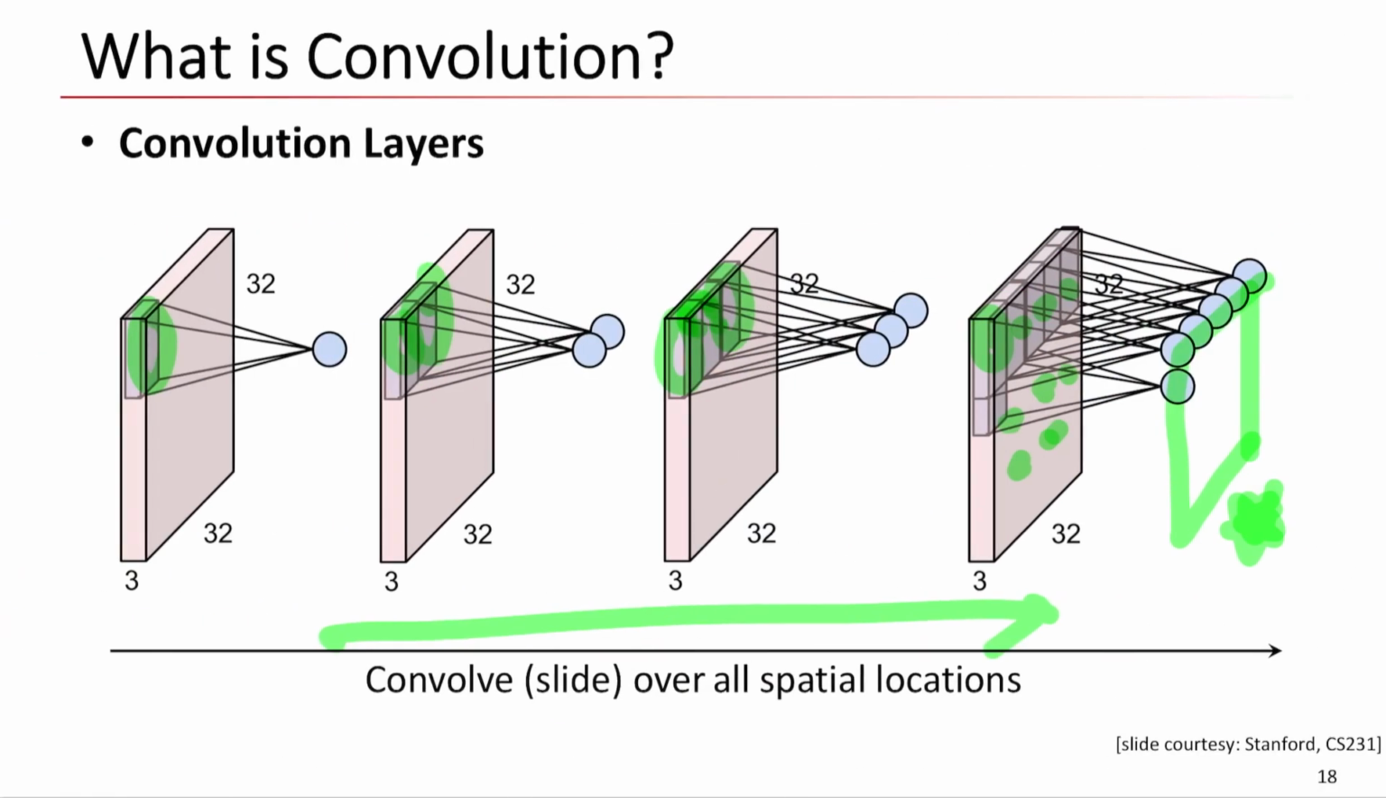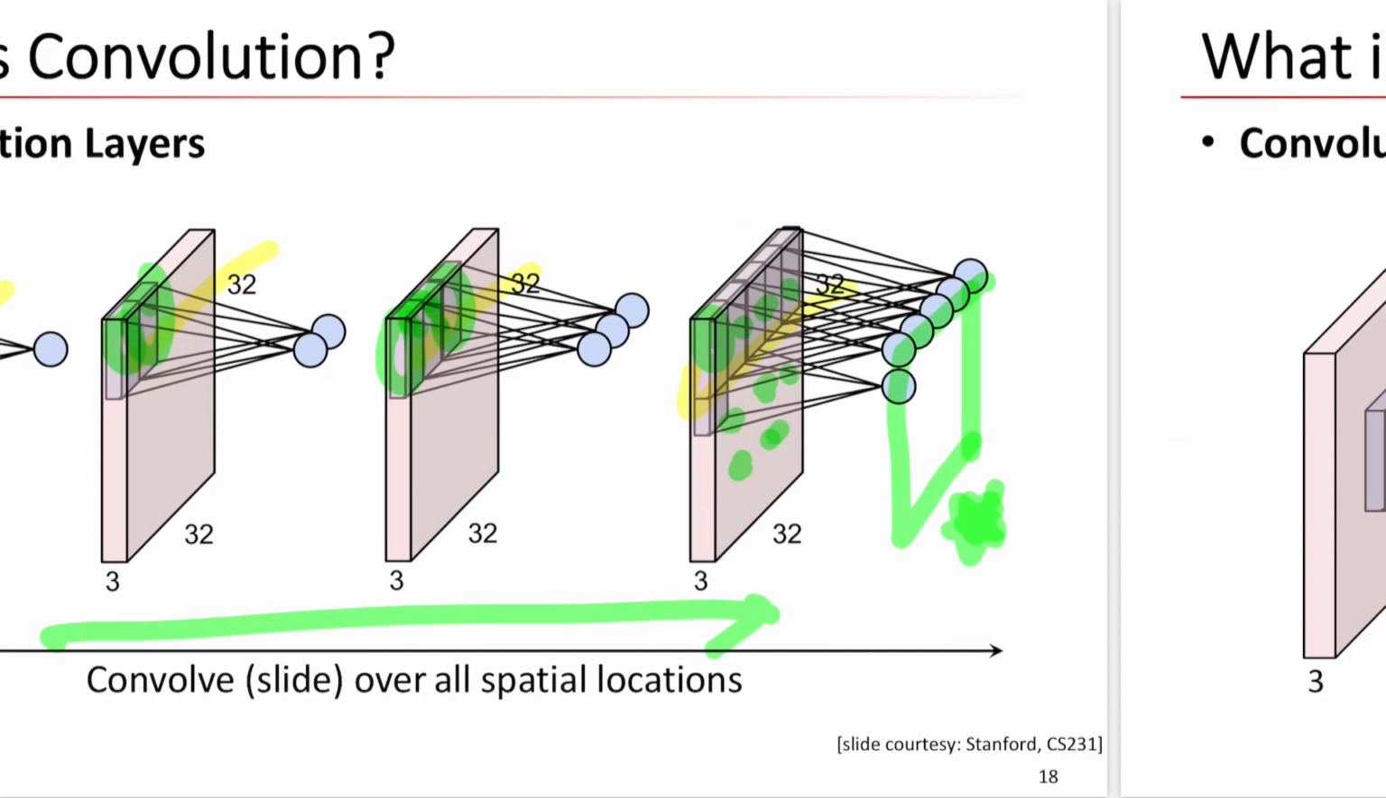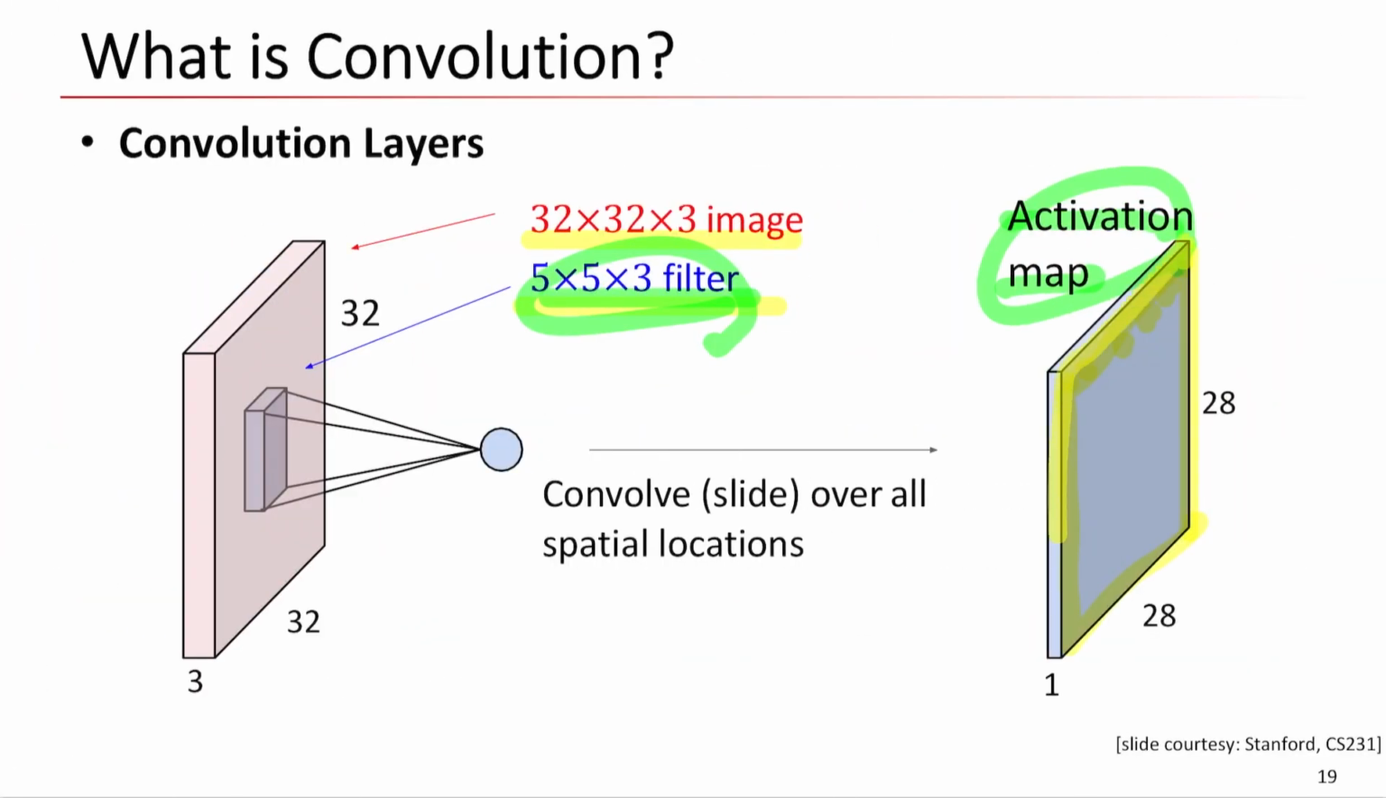So what do I want to do? We can convolve this local filter over all spatial locations, right? Finally, we can find the activation map from the input image with the small local filter. In this case, we get a 28 by 28 by 1 activation map, right? This is just one channel of an arbitrary activation map, right?